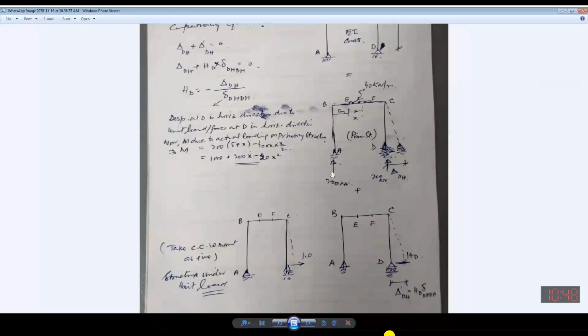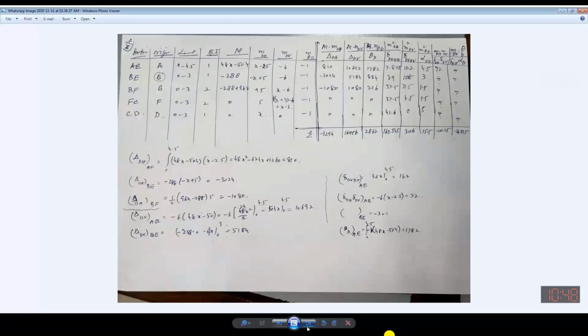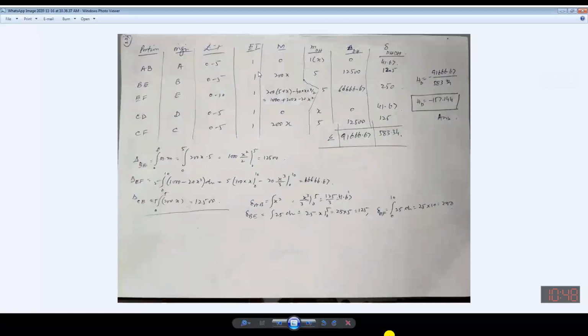This one, you can see that AB is 0 to 5. EI is constant. I have taken it to be 1. Moment is 0 for the vertical limb. I have explained it. For BE, that small segment, its length is 5, and this is taken to be 200 into x. Is it okay?